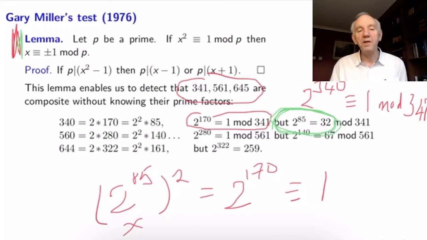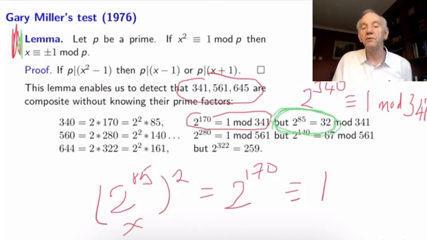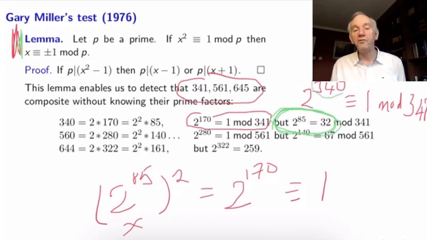And that's what Gary Miller's test is all about. We would say that this number 341 fails Miller's test because Miller's test involves taking successive square roots as far as you can, as long as you can keep dividing the exponent by 2. Sometimes you can't divide it at all, because you'll always be able to divide it by 1 power of 2, because n minus 1 is always an even number. But maybe you can't go further than that.